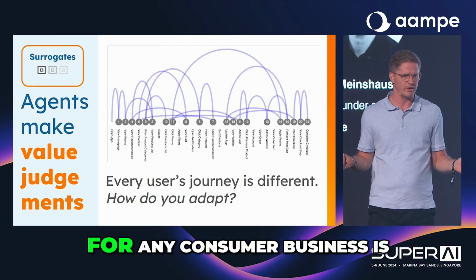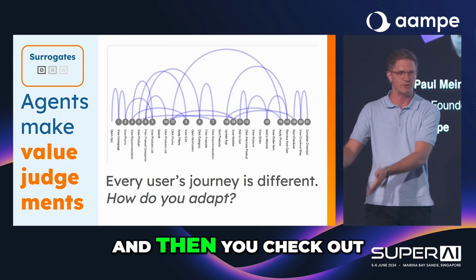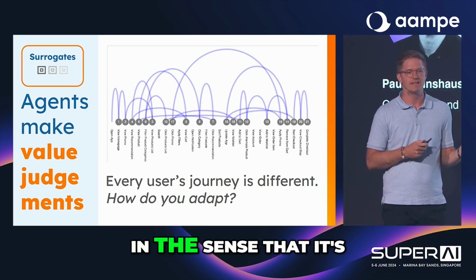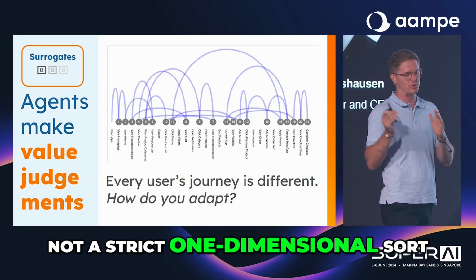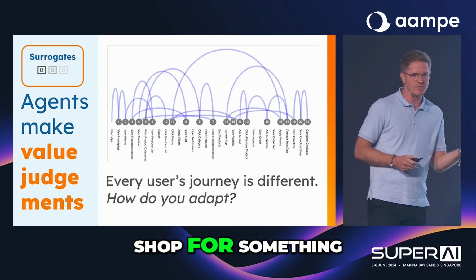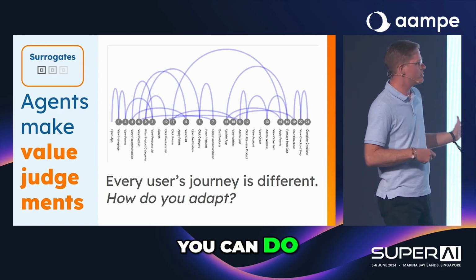So a classic problem for any consumer business is to come up with some kind of a customer journey. You do this, and then you check out, and then you're good. Now, a digital product exploded that in the sense that it's not a strict one-dimensional, static, linear process. You can go in and you can shop for something, you can look at items, you can come back off, you can go back in. You can do it any kind of a way.